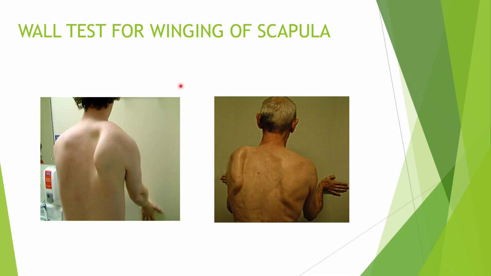There is a test called the wall test. If we ask the patient to stand against the wall and do pushing or punching movements, the medial border is more prominent. This confirms the injury to the long thoracic nerve and the serratus anterior.